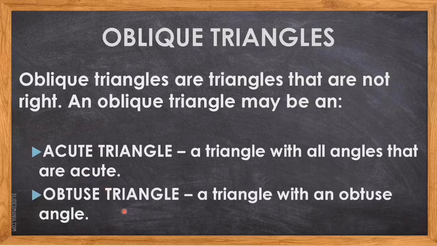And then, obtuse triangle. Yung mga obtuse triangle naman are triangles with an obtuse angle wherein ang measurement naman niya ay greater than 90 degrees. So, kaya ang oblique triangles are triangles na walang right angle na given or makikita tayo doon sa angles niya.